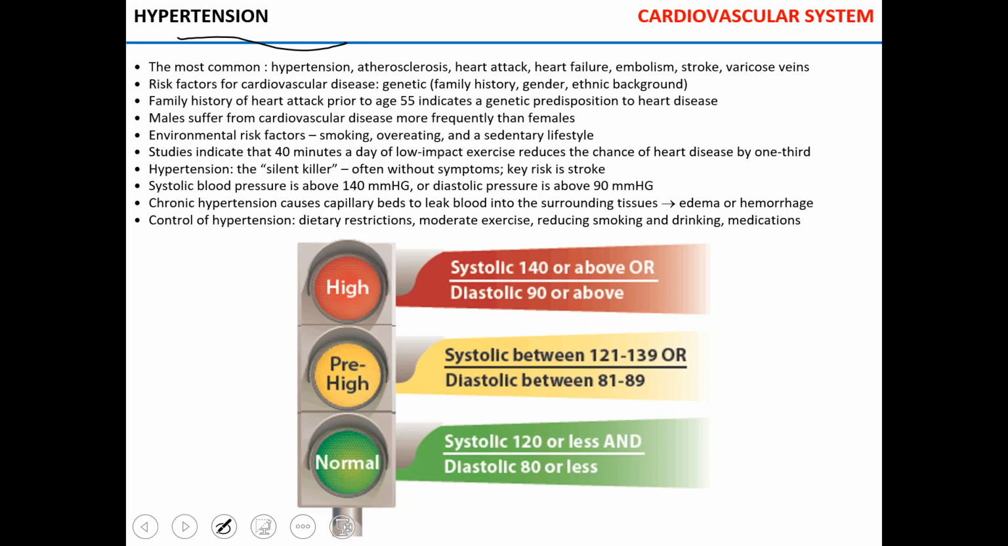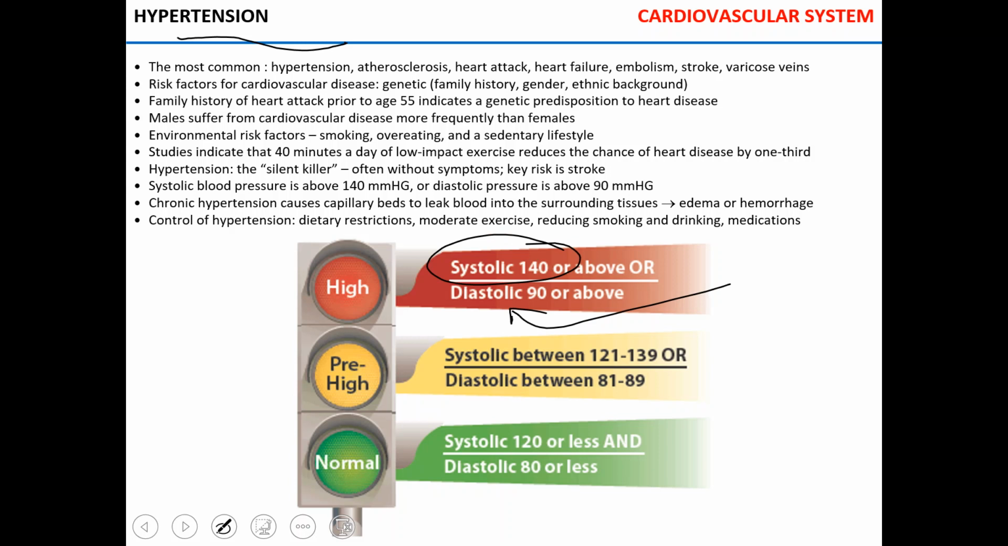Hypertension often goes without symptoms. The key risk that comes from hypertension is stroke, either stoppage of blood flow into a certain part of the brain or spillage of blood into a certain part of the brain. It is defined as systolic pressure being above 140 and diastolic being above 90 millimeters of mercury.